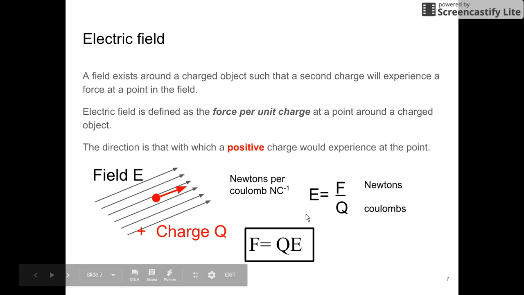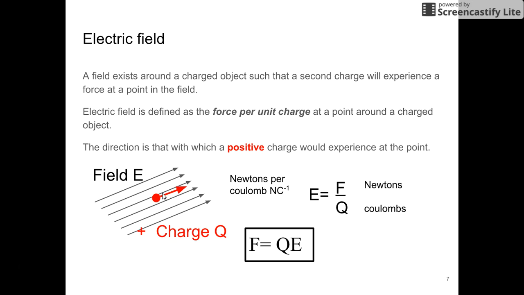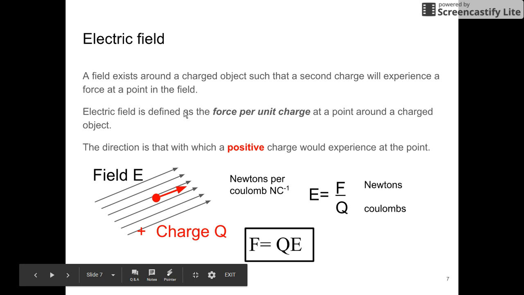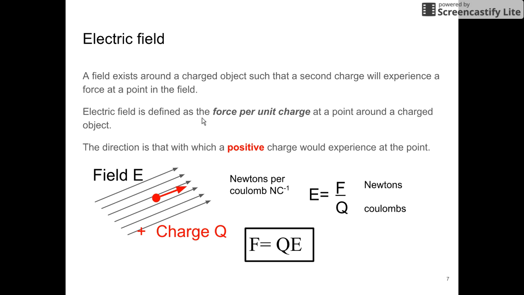Well, for that we've got electric field. Electric field is the cause behind the effect. The effect is the force, but there's this invisible set of field lines, and the field is defined as being the force per unit charge at that point around a charged object.